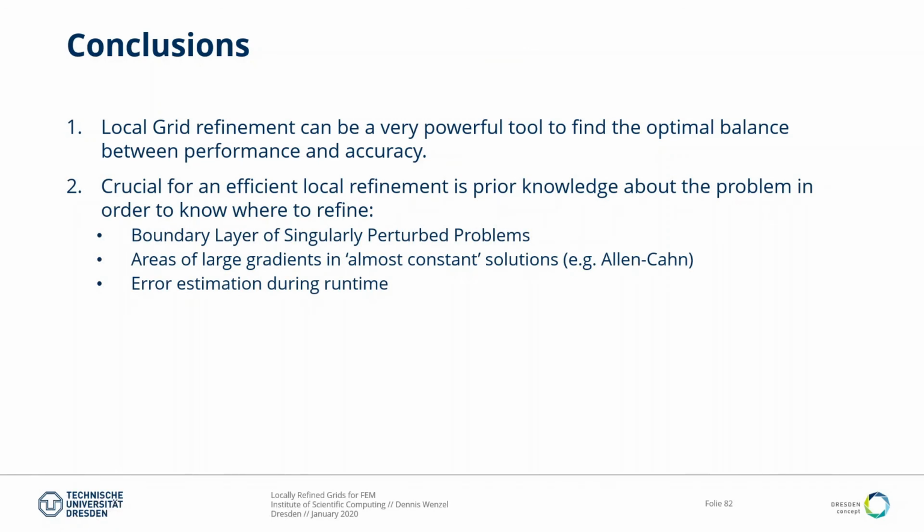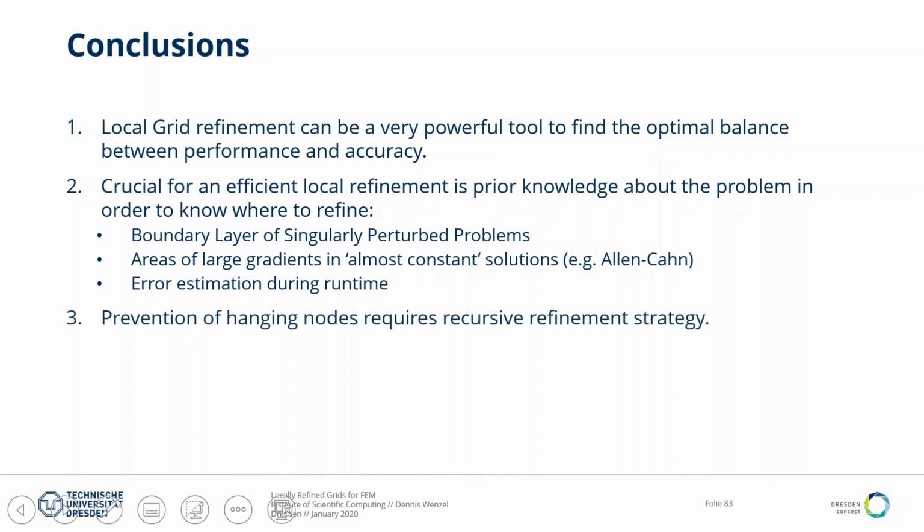For an efficient local refinement, it's crucial to know something about the problem. Either you need to know that there is a boundary layer occurring in a singularly perturbed problem, or you have areas of large gradients versus areas of almost constant solutions, like in the Allen-Cahn phase separation deal, or you do some error estimation. That's also something you need to create before.